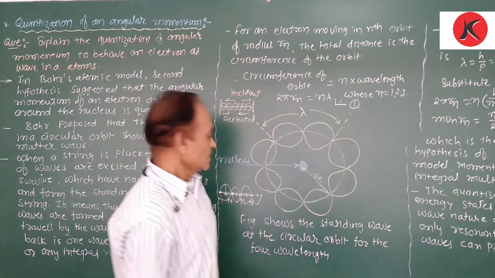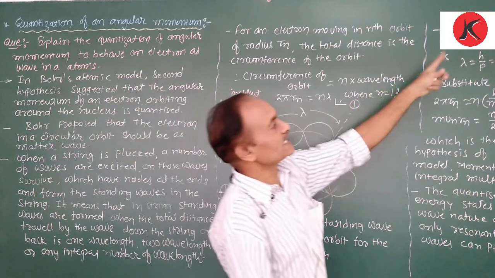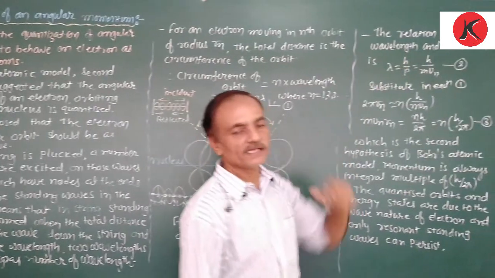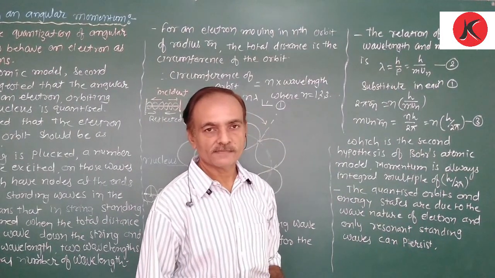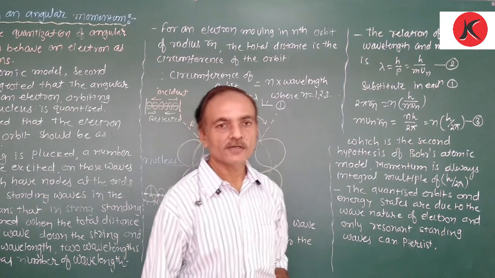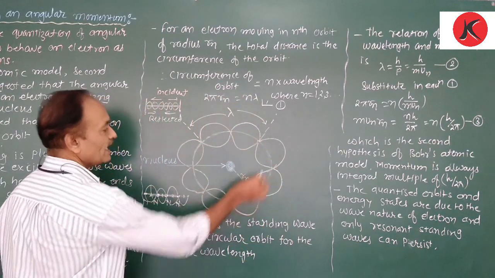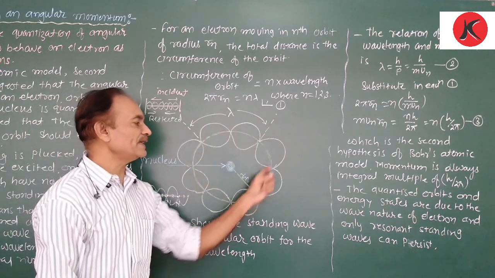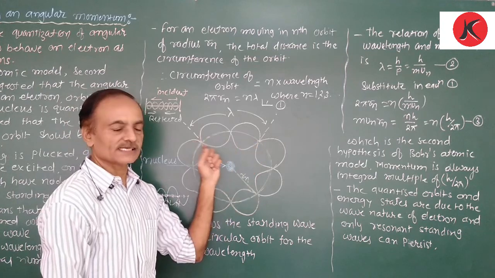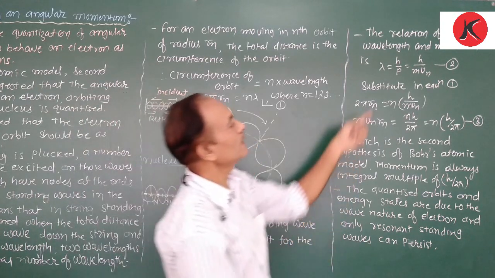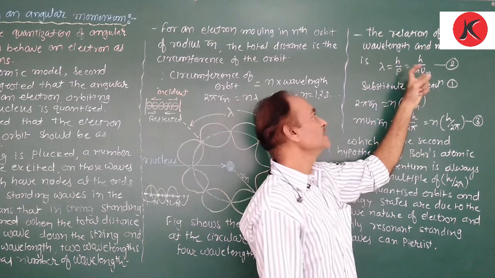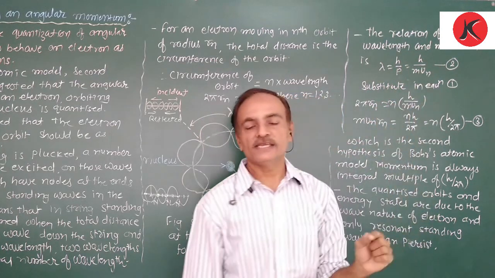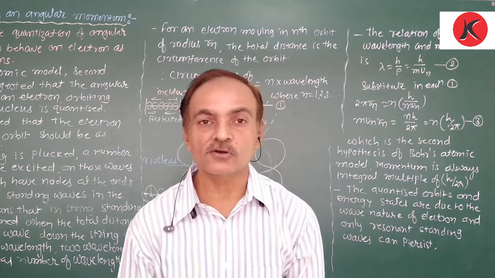Now, the relation of the de Broglie wavelength and momentum: lambda is equal to h upon p. p is the momentum of an electron revolving in the nth orbit. The mass of the electron is m and its linear speed during the rotation is vn. Therefore, lambda is equal to h upon p is equal to h upon m vn. vn is the linear velocity of an electron in the nth orbit.